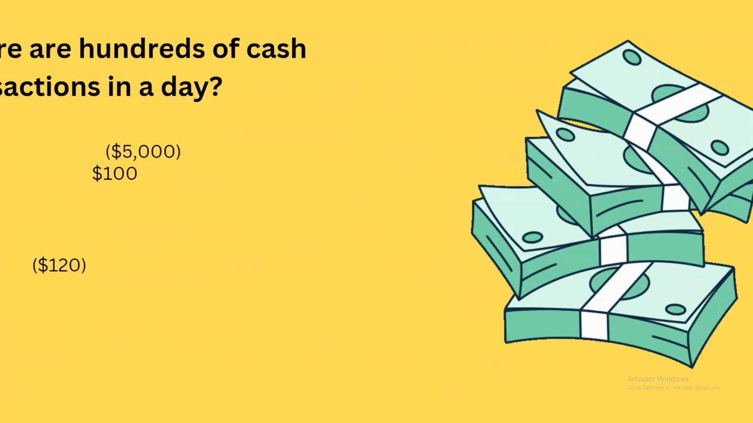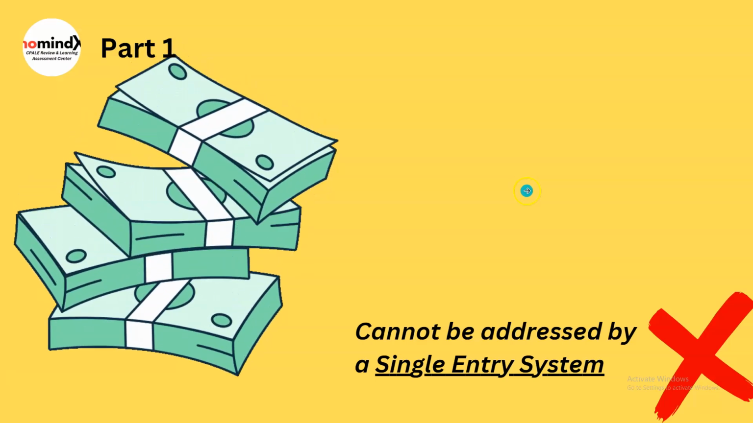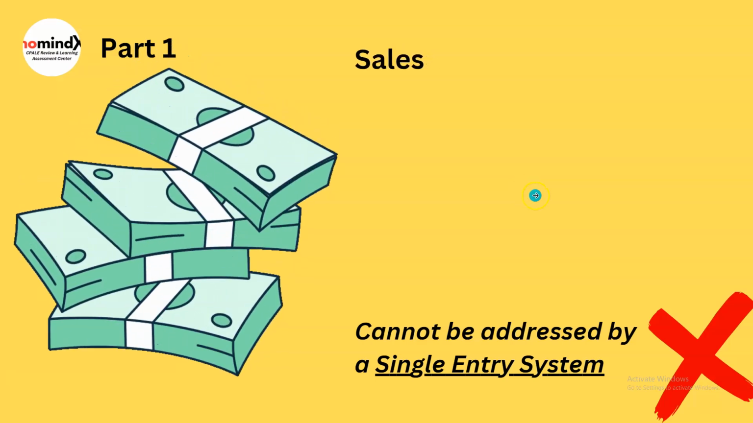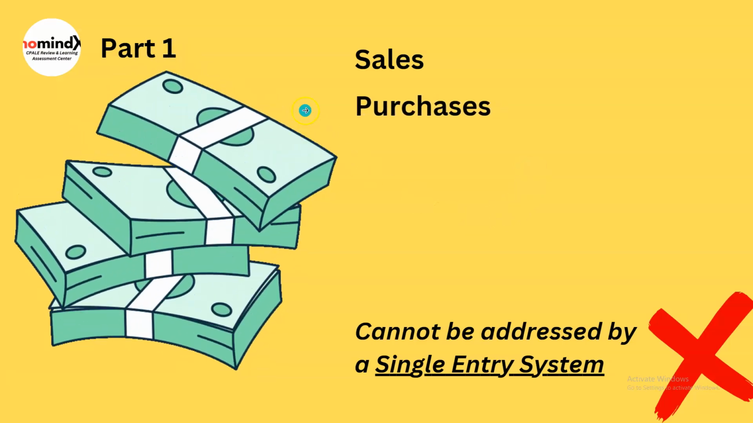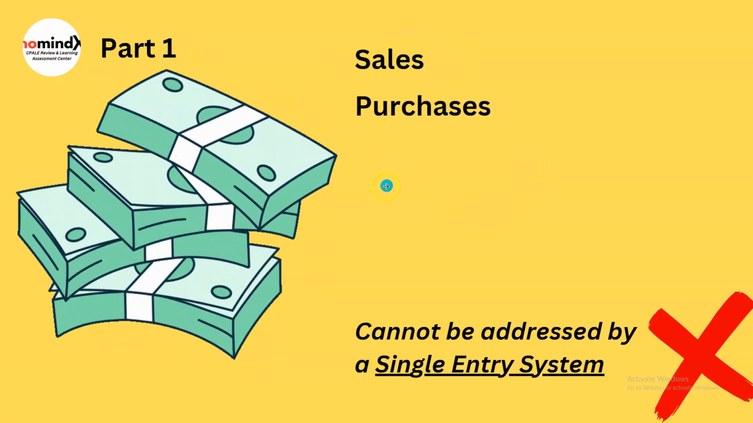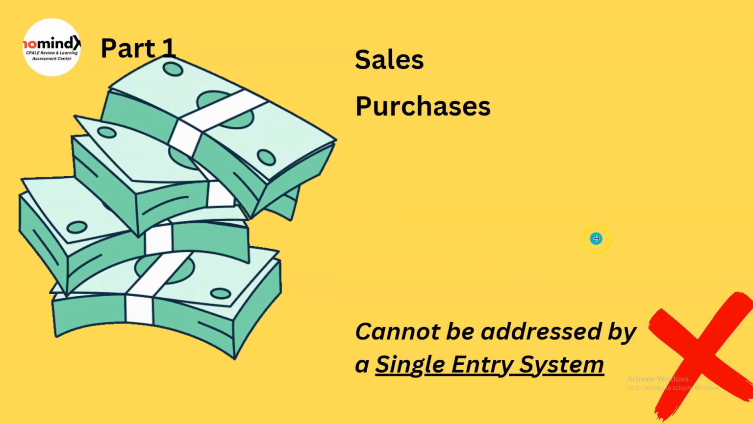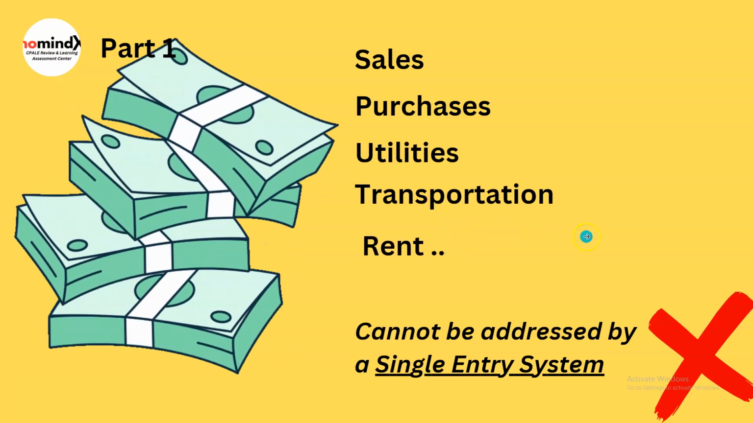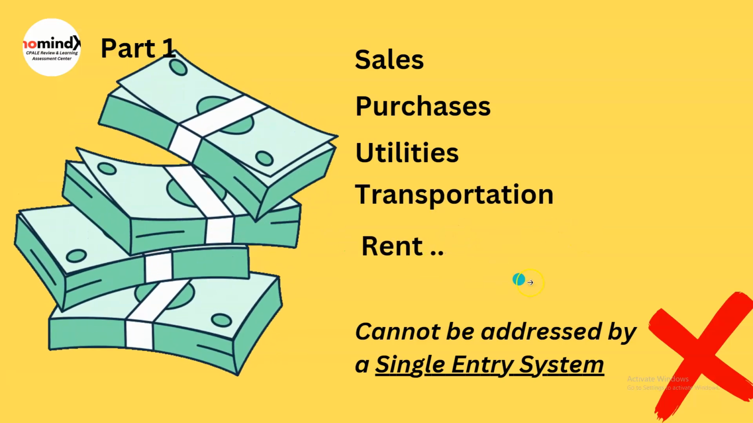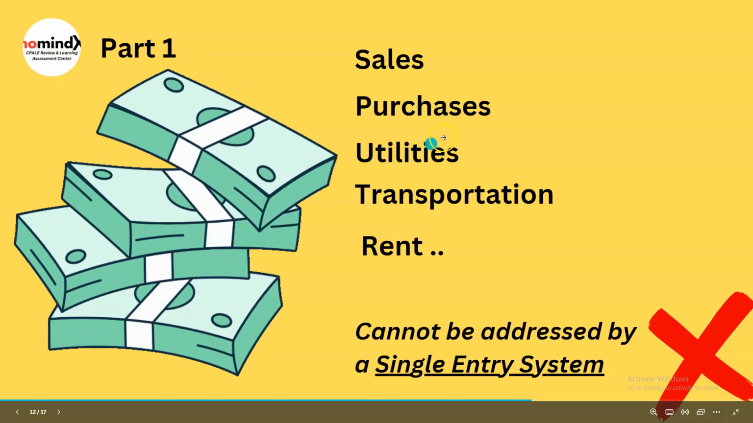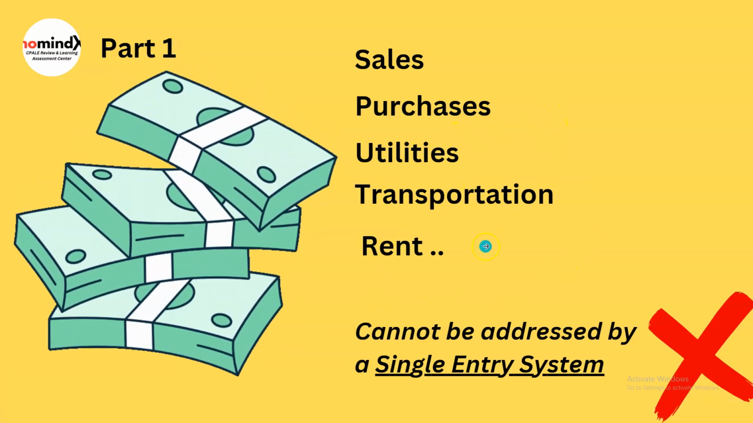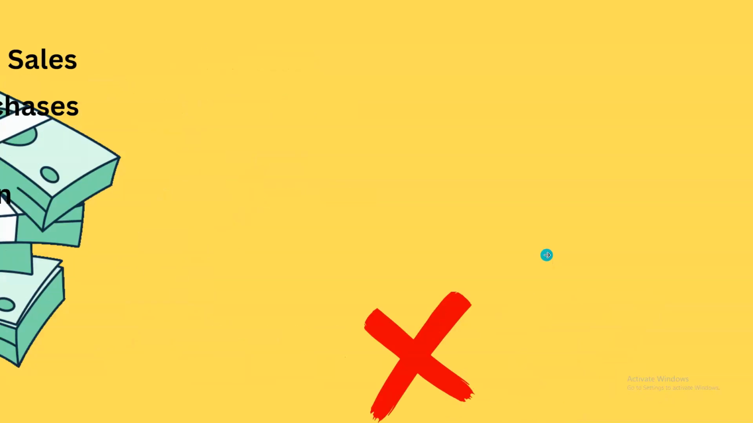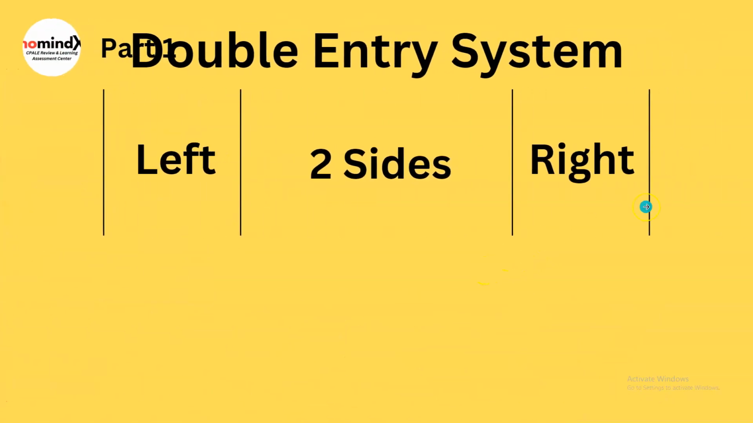Therefore, we need the double entry system. It's because there is some information that we need, like for instance, how much is our sales at the end of the month, at the end of the week, at the end of the year, how much is our purchases, utilities, and so on and so forth. The single entry system cannot address this in providing these totals. So we need the double entry system, which has two sides, first the left and the right.